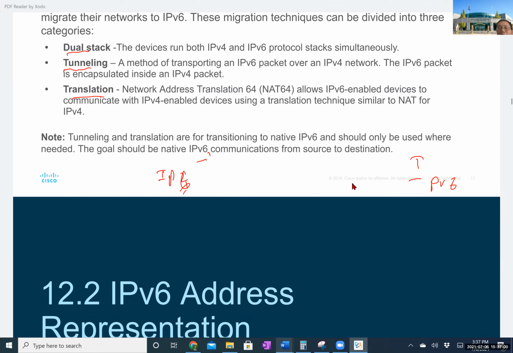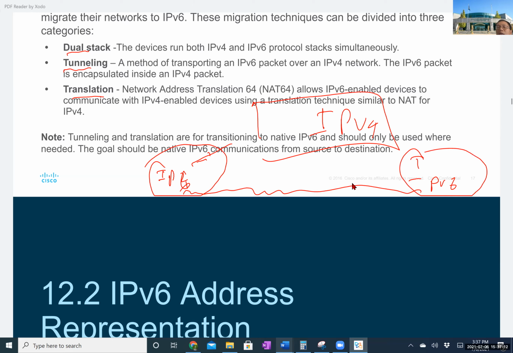So if you want to communicate between two IPv6 networks, but somehow the network between them is IPv4. You have IPv6 for this network, you have IPv6 for this network, but in order to communicate together, the network between them only supports IPv4. So in that case, you have to work with tunneling.